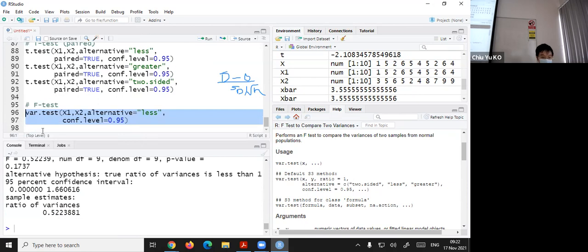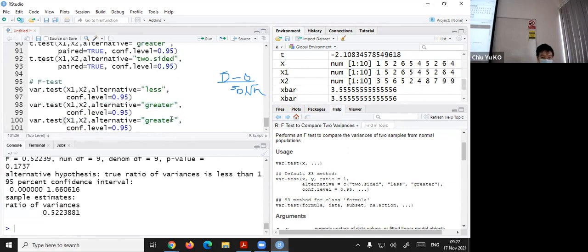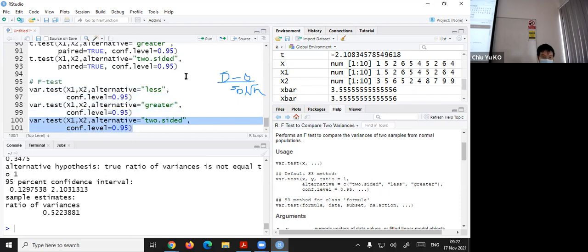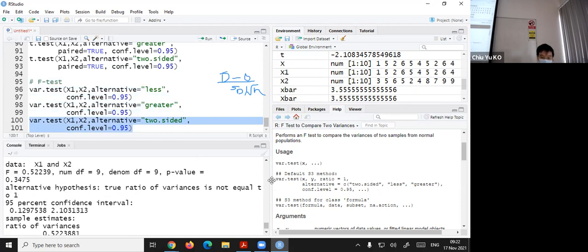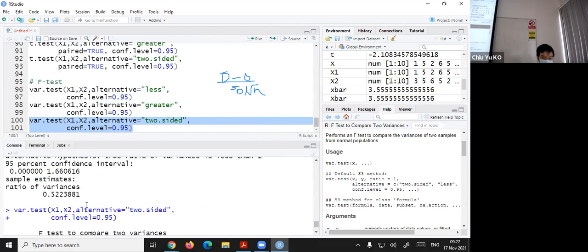Of course, you can also do the greater, and you can also do the two-sided. The same thing here. Of course, the p-value is a bit different, but other things are the same. And the confidence interval is the same thing. You can compare.